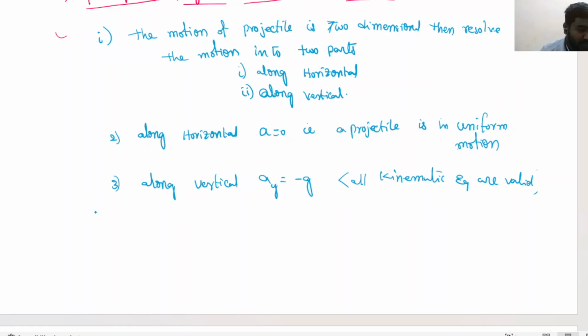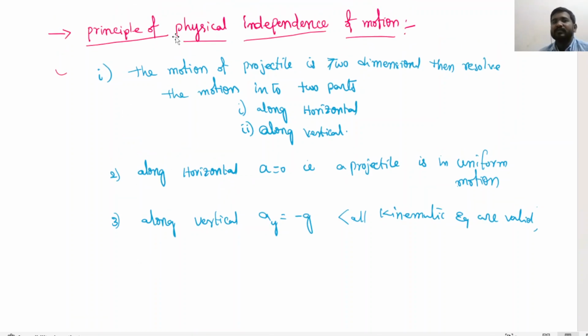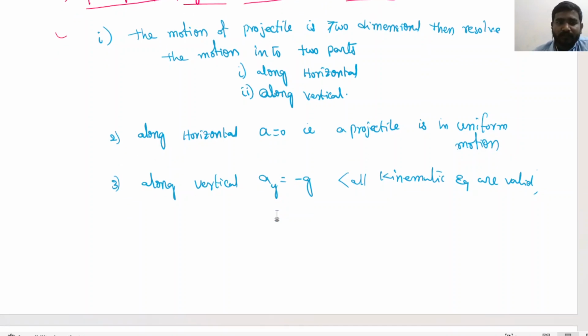Next, horizontal motion is uniform and vertical motion is uniformly accelerated. And there is no dependency of the horizontal motion on the vertical motion, or of the vertical motion on the horizontal. Both are independent of each other. That's why these three points are taken as the principle of physical independence of motion, and projectile motion is independent in two dimensions. Copy these three points.